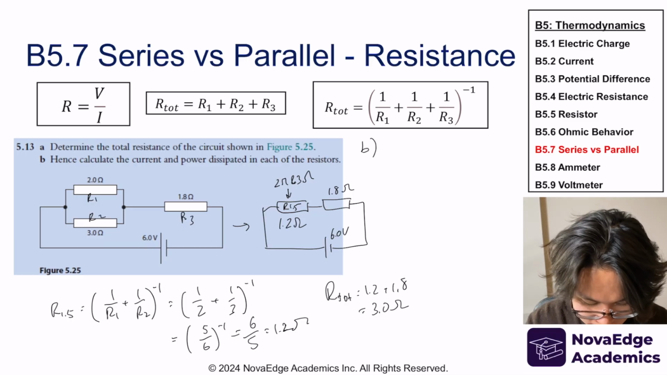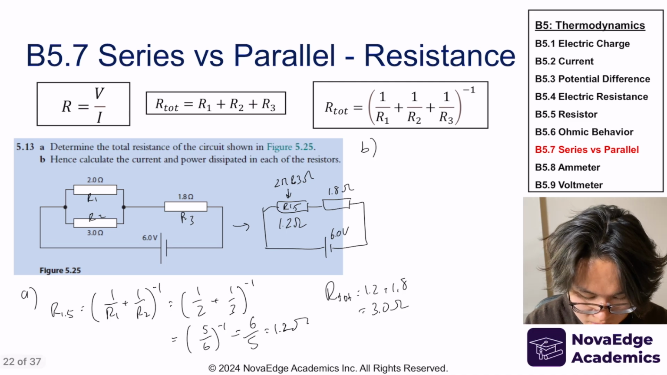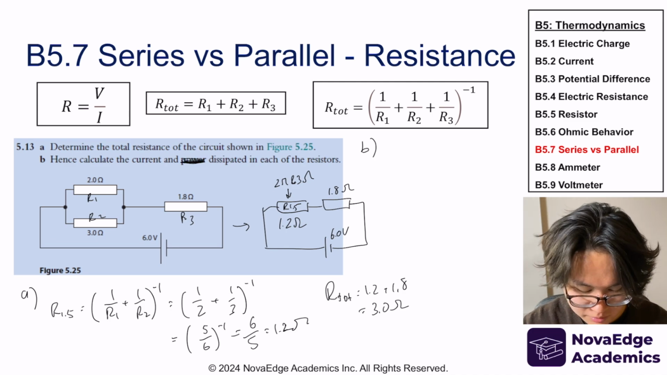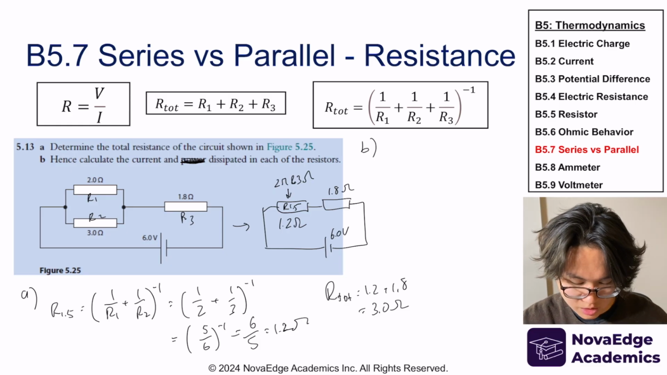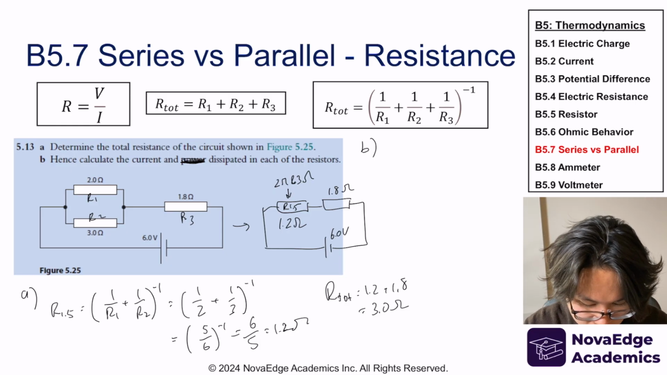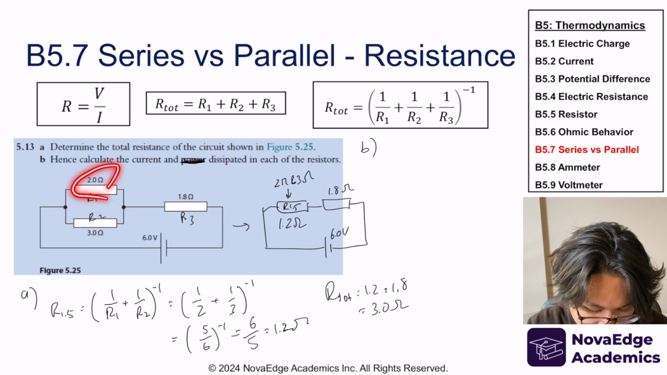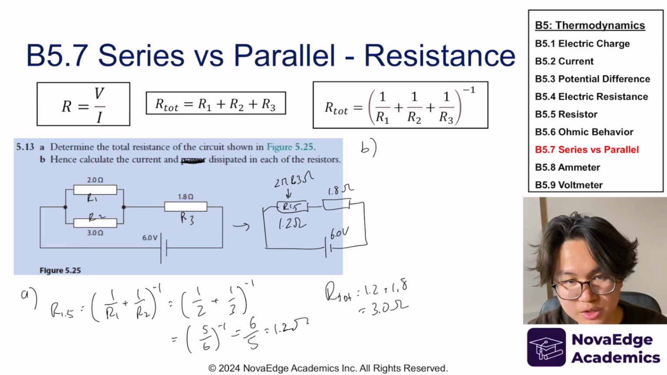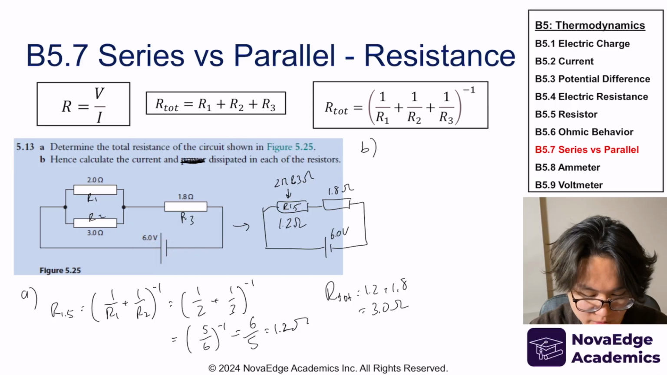Hence, this is part A, calculate the current and power dissipated in each of the resistors. Ignore power for now, we're going to be covering that in the next video. But let's calculate the current going through at each point. So first, is the voltage known across all of these? Do I know V1, V2, and V3? No, I don't. I only know V total, which really sucks, right? So how do I do this?